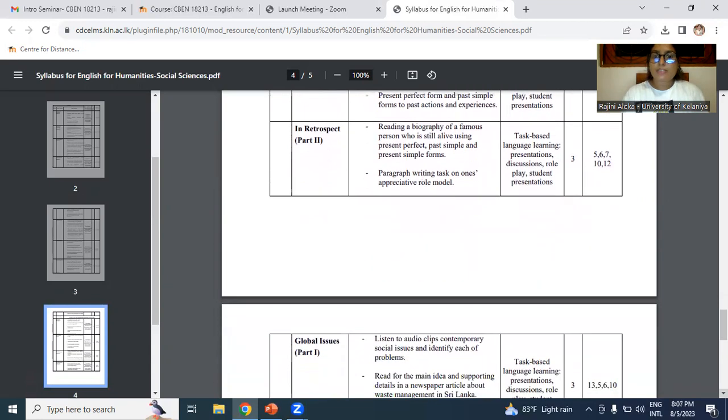Then we have in retrospect part 2, reading a biography of a famous person who is still alive using present perfect, past simple, and present simple forms. Paragraph writing task on one's appreciative role model.